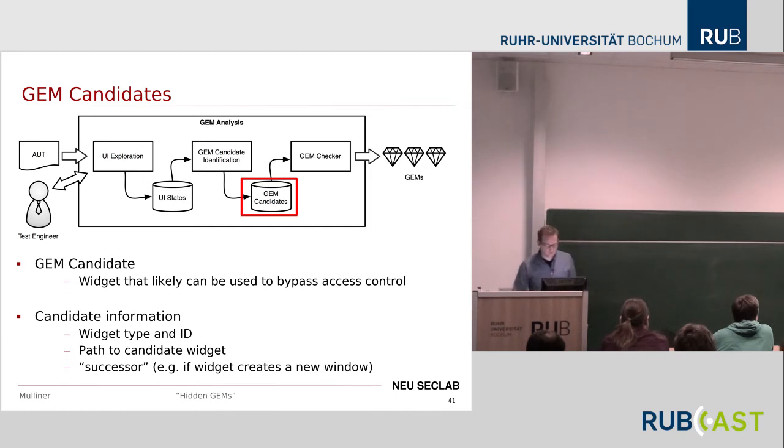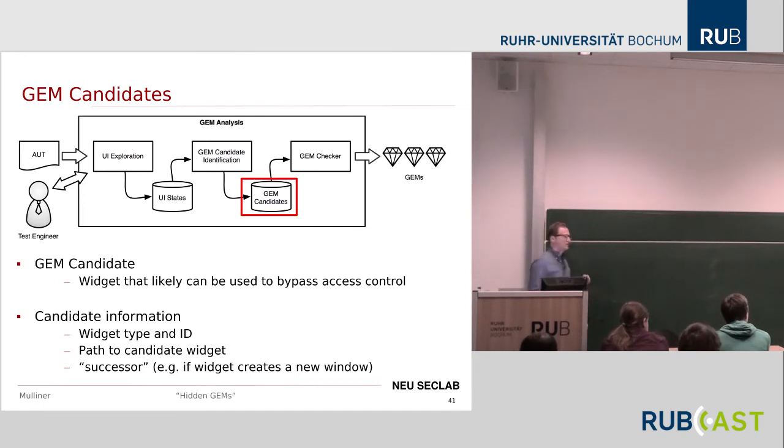And then with the candidates. A candidate is basically a widget that likely can be abused, but only likely. We don't really know yet, because maybe it's just enabled because the developer wants to give really good feedback to the user on how to navigate the application, and they actually have more access control in the back. The candidate information is the widget: what's the type, is it a button, is it a text field, and the path, which is very important.